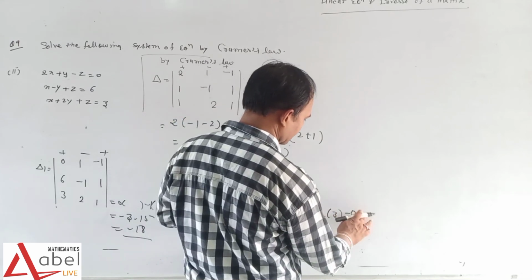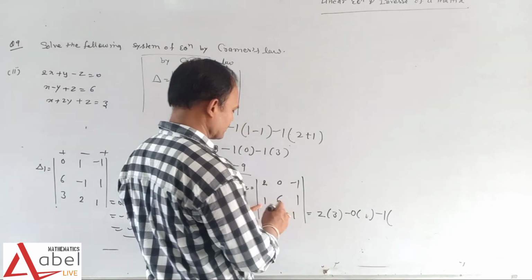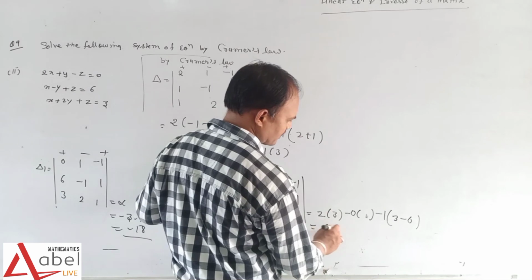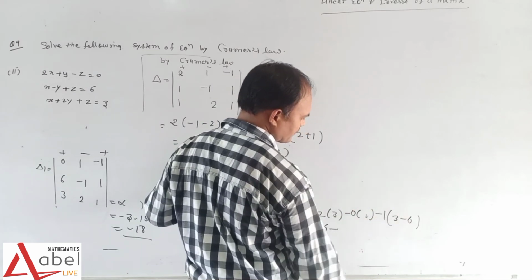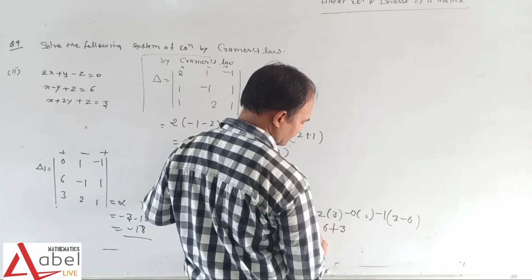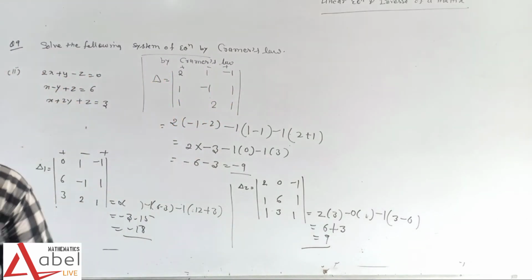0 multiplied by something is 0, it is minus 1, so it is 3 minus 6, so it is 6 and it is 3 minus 6, so it is minus 3 and it is plus 3, so we can say that it is 9. So students, this is the value of delta 2, it is 9.